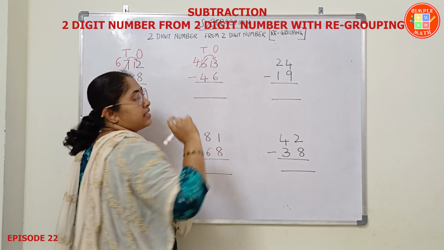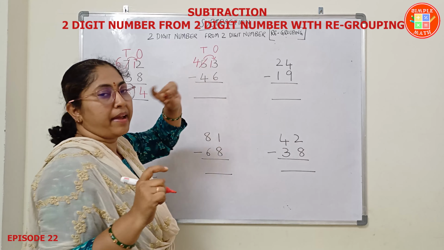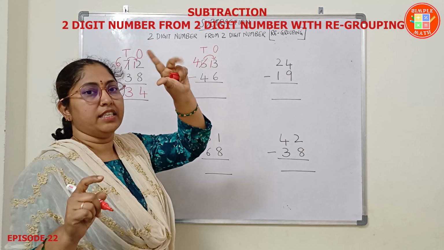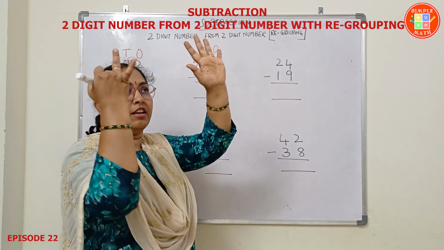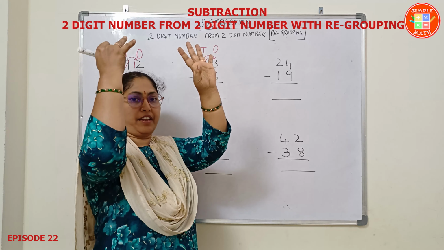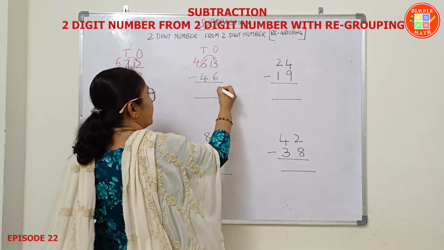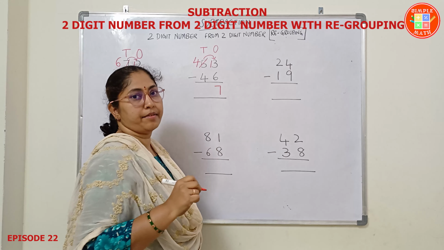13 minus 6. So take 6 in your mind. Count after 6: 7, 8, 9, 10, 11, 12, 13. How many fingers did you get? 1, 2, 3, 4, 5, 6, 7. How many fingers did you get here? 7. So write the number 7 here.